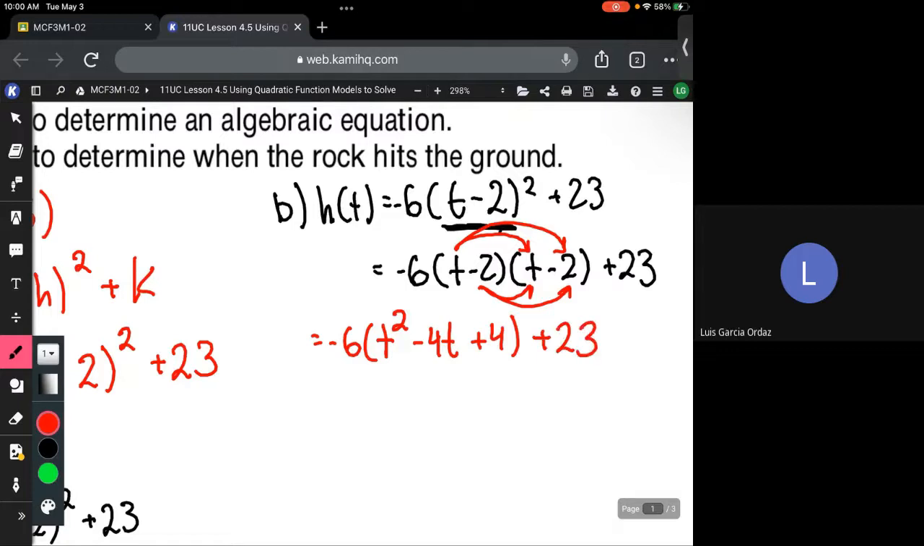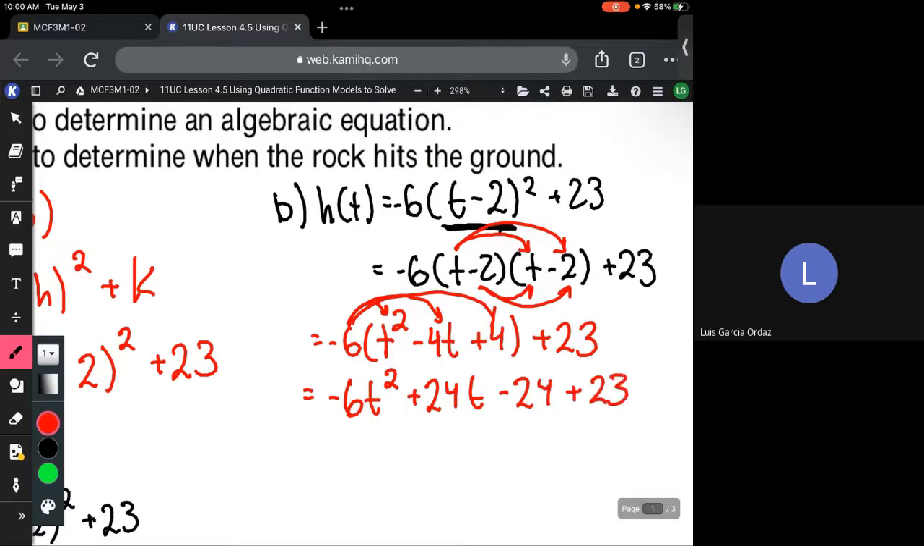Okay. Cynthia, what do we do after? What do we do with that negative 6? Yeah, we're going to distribute the negative 6 into my bracket. So what's negative 6 times t squared? Okay. What's negative 6 times negative 4t? Positive what? Yep, plus 24t. Negative 6 times positive 4 is negative 24 plus 23.